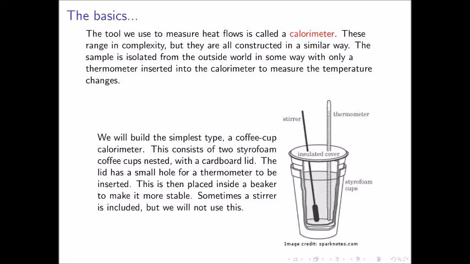We will make use of the simplest type of calorimeter, known as a coffee cup calorimeter. This consists of two styrofoam coffee cups nested together with a cardboard lid over them. The lid has a small hole for a thermometer to be inserted. This is then placed inside of a beaker to make it more stable. Occasionally a stirrer is included, but we will not use this in this experiment.